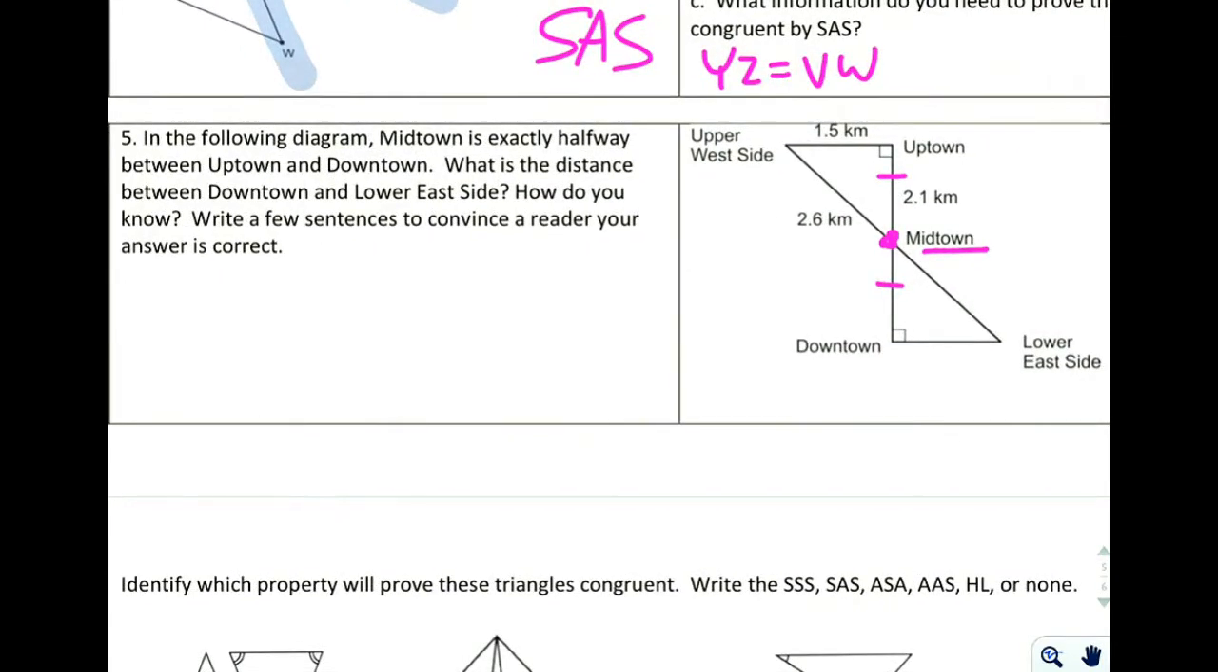What is the distance between downtown and Lower East Side? So let's mark that on our picture. We don't know what it is, but we'll have to figure that out. How do you know? Write a few sentences to convince the reader your answer is correct.